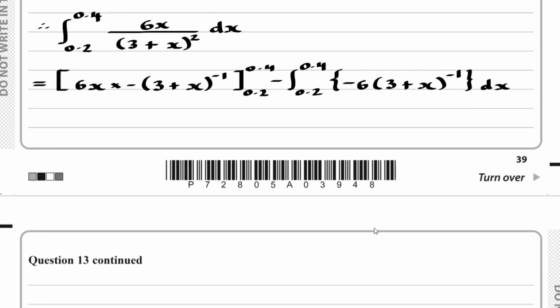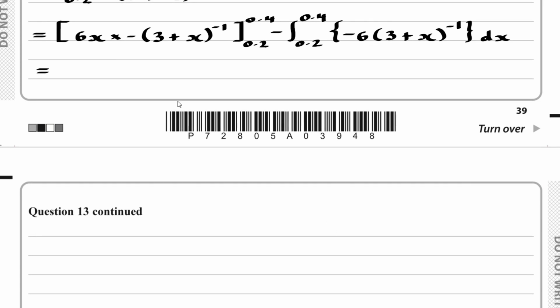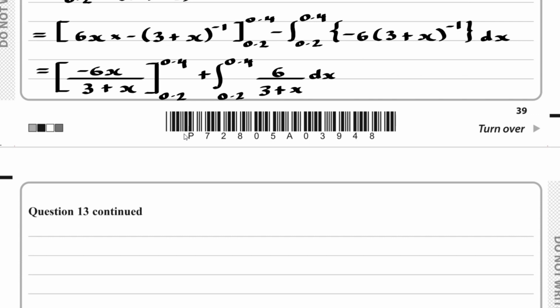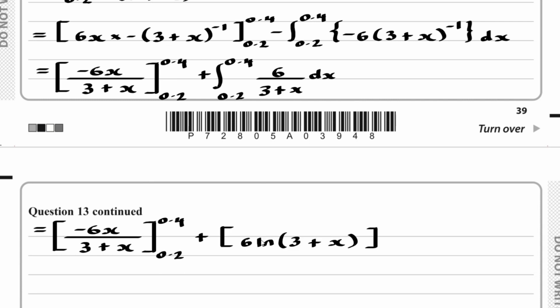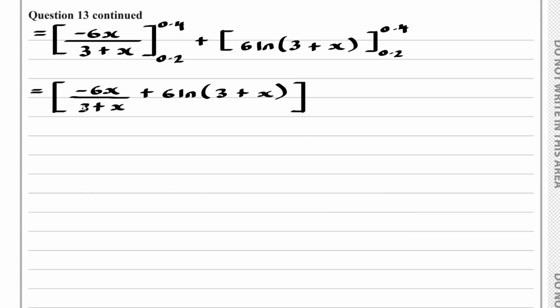But before we do anything else, let's simplify as much as we can. What this is equal to, well, here I've got negative 6x over 3 plus x, which I'm evaluating between 0.2 and 0.4. And here I've got the negative and the negative, which give a positive. So I've got positive, the integral from 0.2 to 0.4 of 6 over 3 plus x with respect to x. So this term remains the same. And integrating 6 over 3 plus x, I end up with 6 times the natural log of 3 plus x, which is being evaluated from 0.2 to 0.4. And I can combine this into a single evaluation. We've got negative 6x over 3 plus x plus 6 times the natural log of 3 plus x between 0.2 and 0.4.